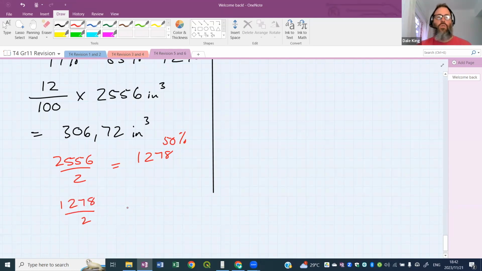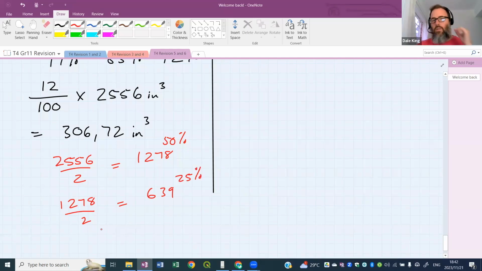50% of 50%. That's a quarter of the tank now, isn't it? We're cutting the half into a half. That gives us about 6, what's half of 70, 35, and 4, so 39. So 639, about 639. Doesn't have to be perfect. That's 25% of the tank.